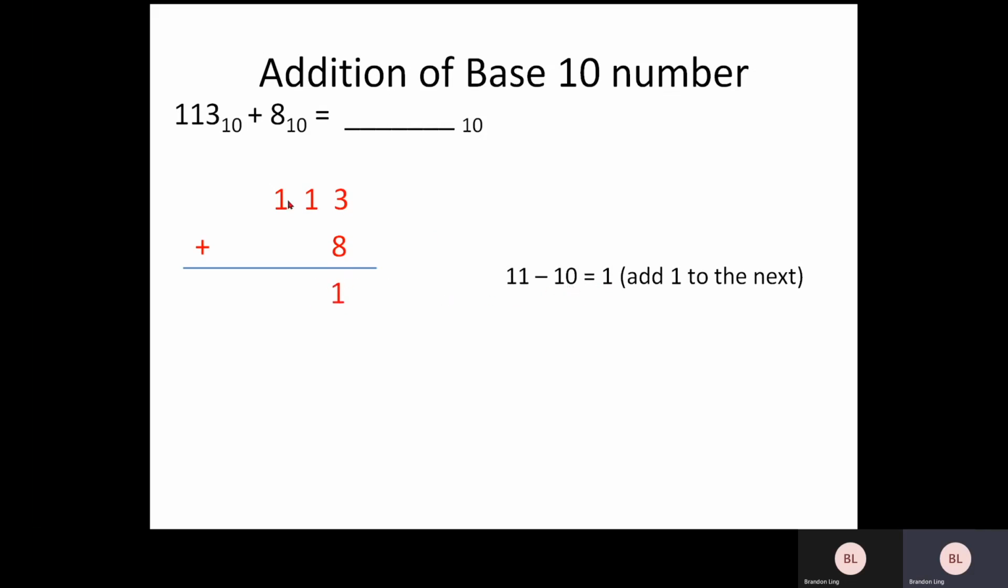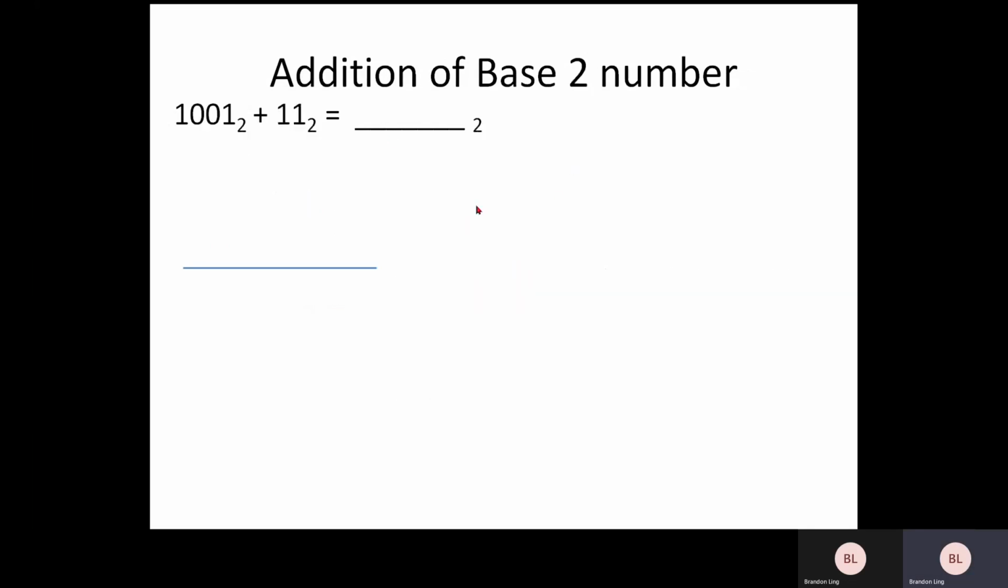And for the 10, you have to add 1 here. So that's how you get 11 here. This 1 plus 1 equals 2. And the next digit, you just write it down as 121. Therefore, the answer will be 121 in base 10. So this is the normal addition in base 10 that we normally do since primary school.